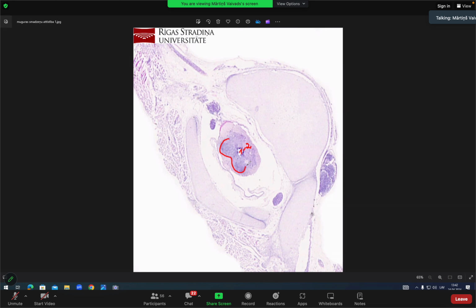Then you see this butterfly-shaped area. This is number 3. We call it the mantle zone. So it looks like a butterfly. So this butterfly shape, that's the mantle zone. It will form the gray matter later.